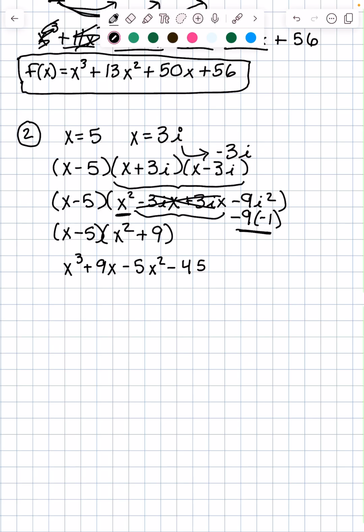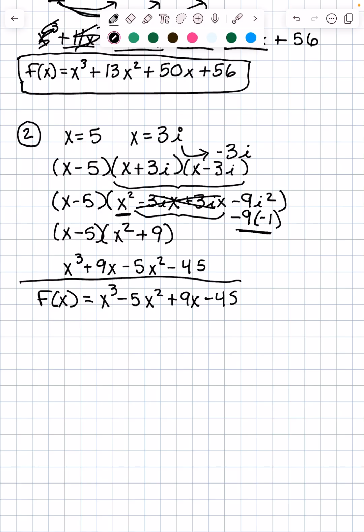Okay, and then I just want to rewrite this in standard form where my exponents are descending. So final answer here is going to be f of x is equal to x cubed minus 5x squared plus 9x minus 45. And that's our final answer.